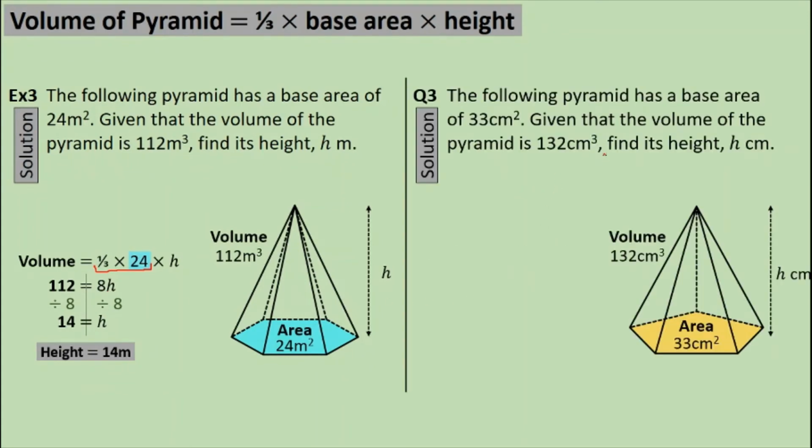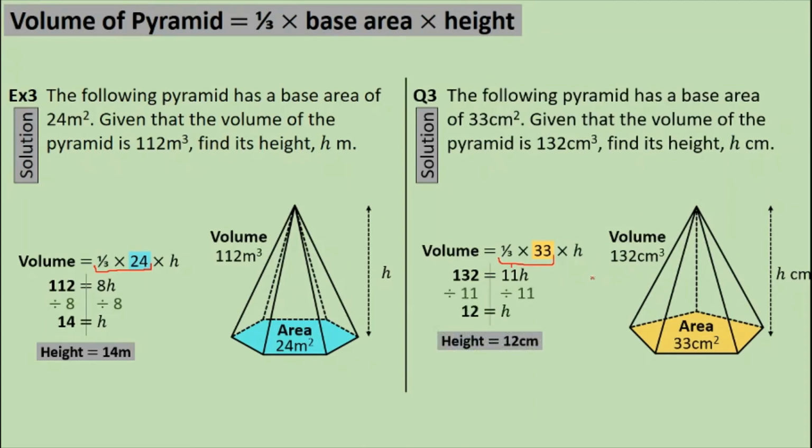Here is a second example. On this one, we're going to do the same thing. We're going to use our formula. We know the area already of the base is 33. We can substitute in the volume we've been given. 1/3 of 33 gives me the 11. That's where that comes from. So 132 is the same as 11 times the height. Well, divide both sides by 11 and you'll find that the height is 12 centimeters.